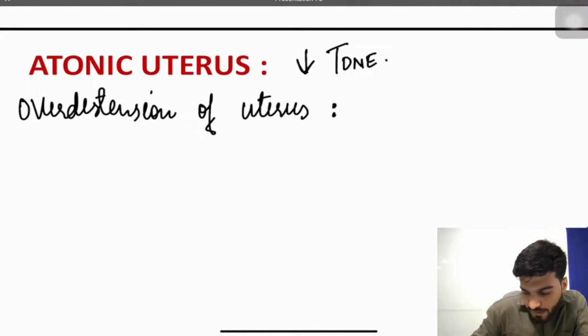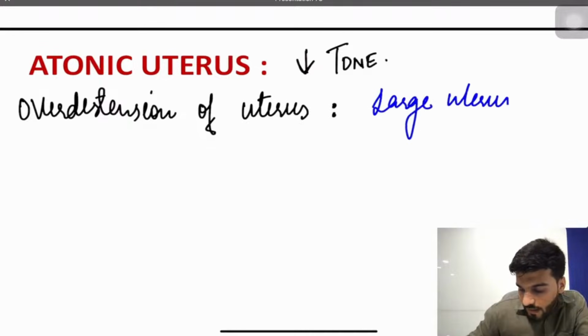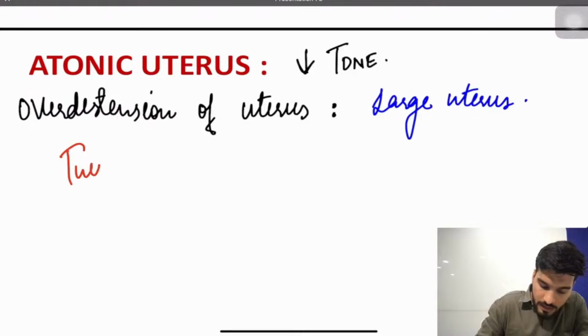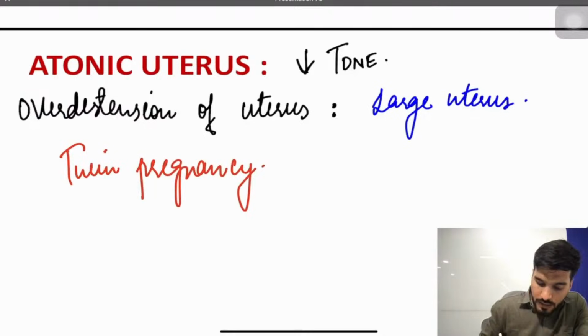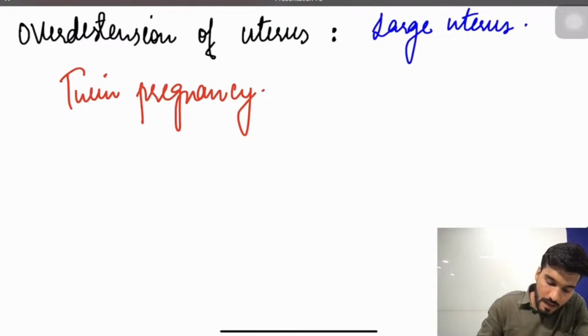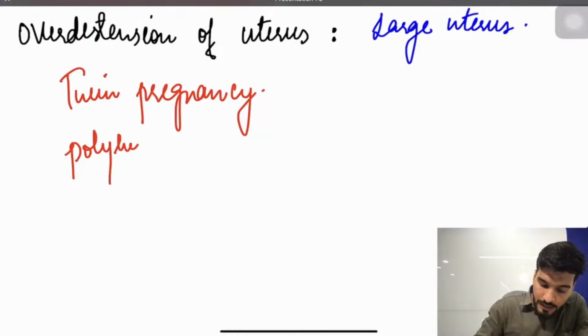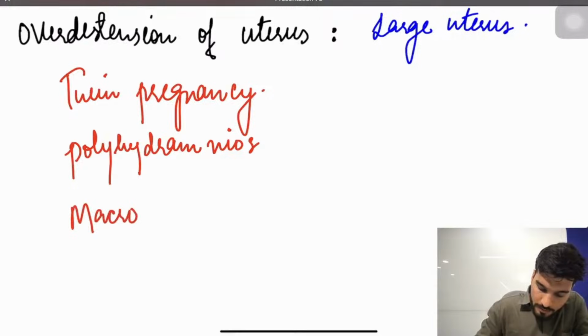So what does over distension of the uterus mean? That means the uterus is large, uterus is big. Now, in what conditions will the patient have a large uterus? First of all, the patient is having a twin pregnancy. Then excessive amniotic fluid with the index of more than 25, that is polyhydramnios. Then the baby is having a weight of more than 4 kg. We call it a macrosomic baby.